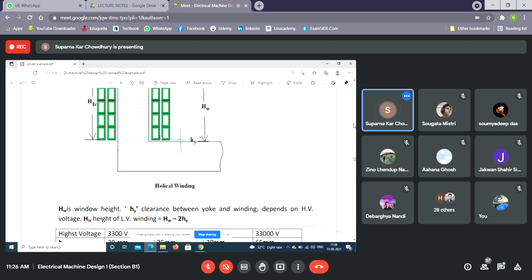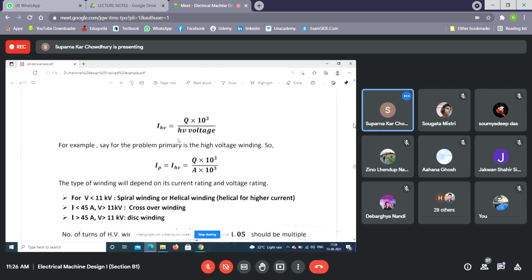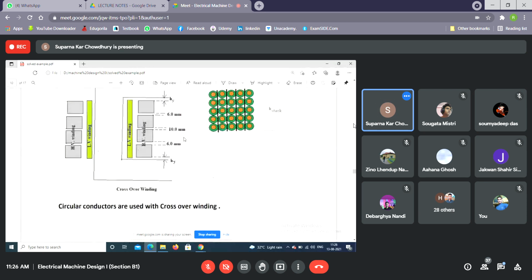Now between these 2 layers, normally the duct size is 10 millimeter. Now for helical one stack we do not have ducts, current is not that high, but we have insulation because the voltage will be high. So raiseboard insulation, then next layer, and so on.